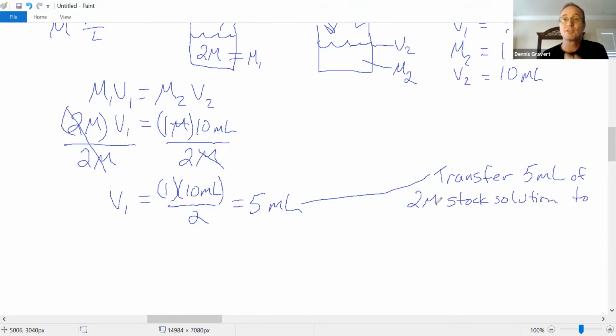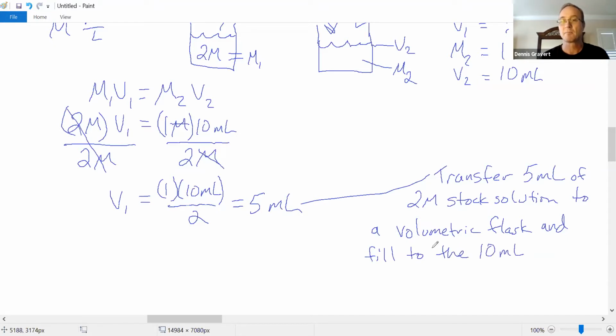to a container, to a beaker, to a volumetric flask. I don't know, maybe we're gonna do it very carefully. To a volumetric flask or a beaker or a container and fill to the 10 milliliter mark. Okay, how come we didn't say add 5 milliliters?